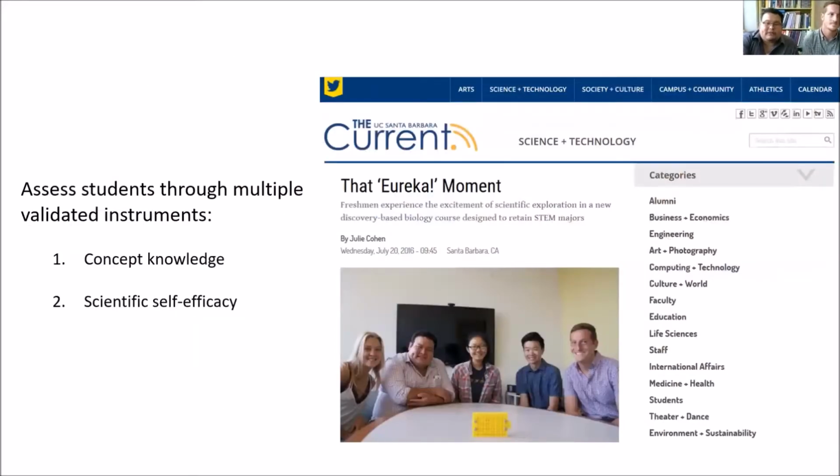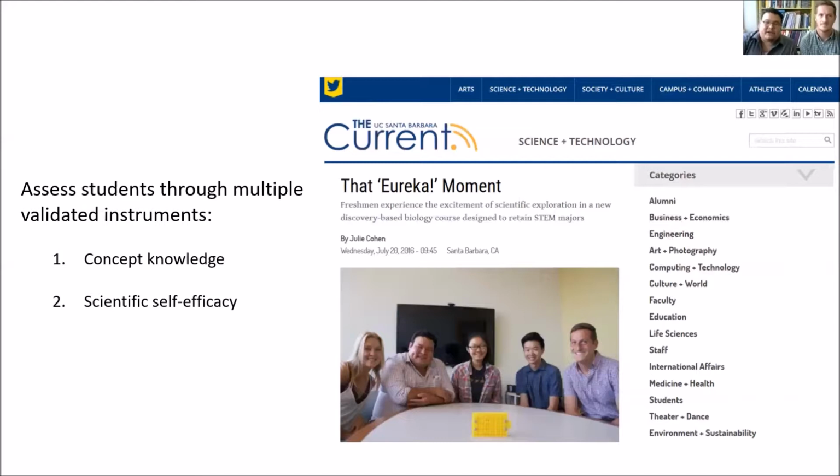And the way that we're tracking the effectiveness of Rumble is through pre and post examinations, particularly to test their knowledge of biology, experimental design, and the techniques that we use in Rumble, as well as scientific self-efficacy. So we have an instrument that has been validated before that addresses that particular concept.